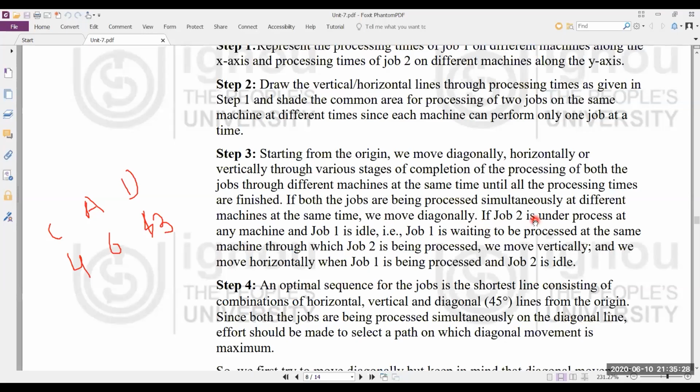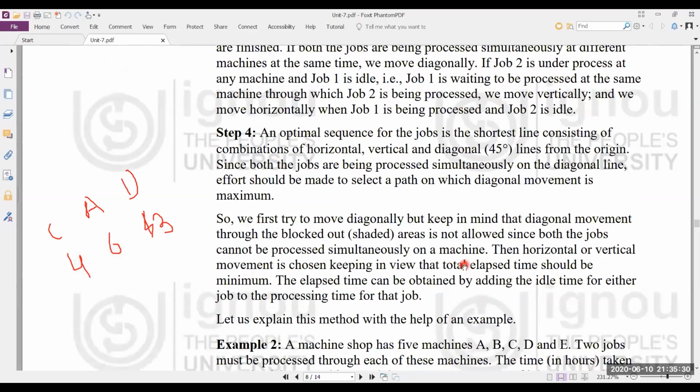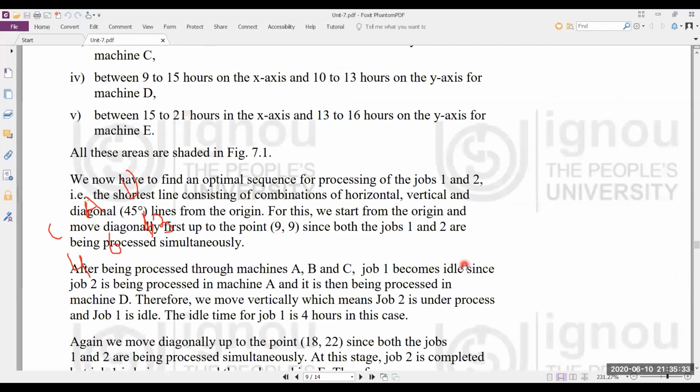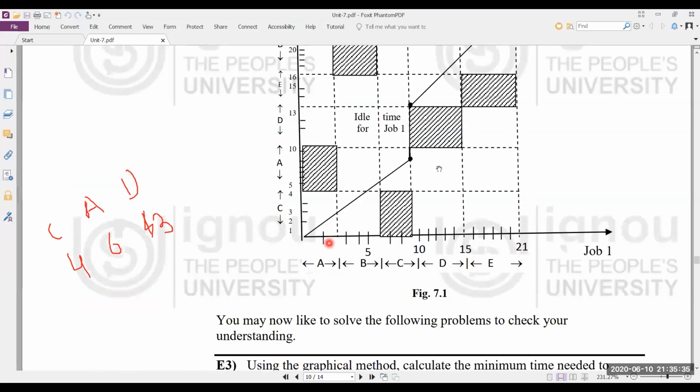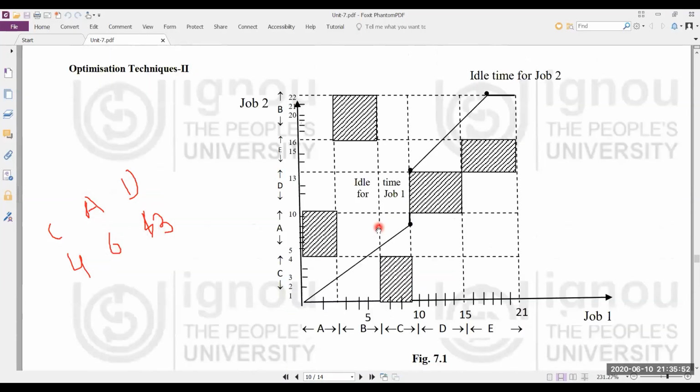If we move horizontally, it means that job 1 is under processing while job 2 is idle. So we try to move diagonally as much as possible. For that, we start from that point and move diagonally. It means that we move at a 45 degree angle. It is the 90 degree angle and we try to move at 45 degrees.